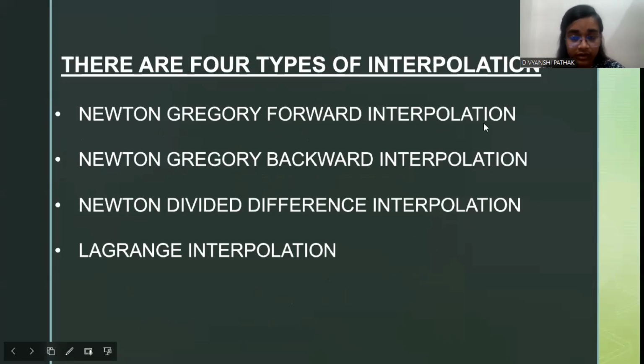Basically, there are four types of interpolation. First, Newton-Gregory forward interpolation, Newton-Gregory backward interpolation, Newton divided difference interpolation, and Lagrange interpolation. We will see all of this one by one.